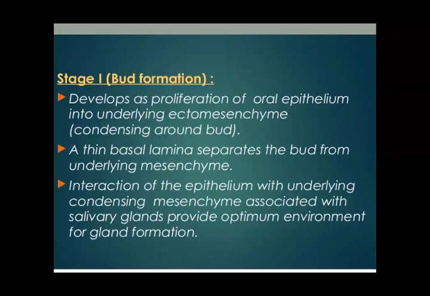Stage 1, bud formation. It develops as proliferation of oral epithelium into the underlying ectomesenchyme condensing around the bulb. A thin basal lamina separates the bulb from the underlying mesenchyme. Interaction of the epithelium with the underlying condensing mesenchyme associated with the salivary gland provides an optimum environment for gland formation. So stage 1 is bud formation.